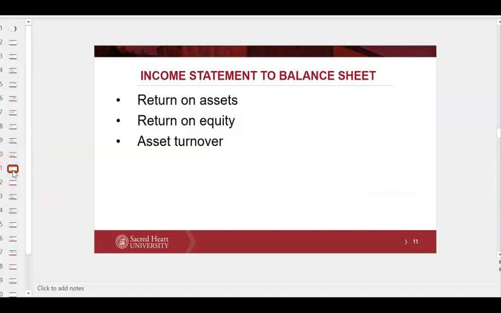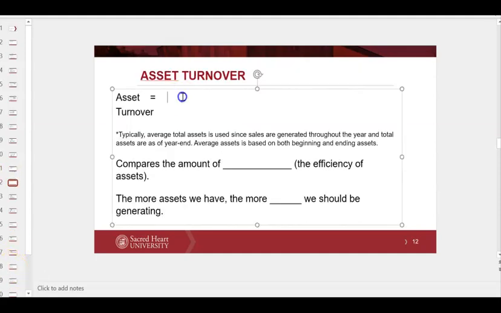Here are three commonly used profitability ratios that take information from the income statement and compare it to the balance sheet. Asset turnover is equal to sales from the income statement divided by total assets on the balance sheet. I'm going to put a little asterisk next to the total assets, and we have it defined here.